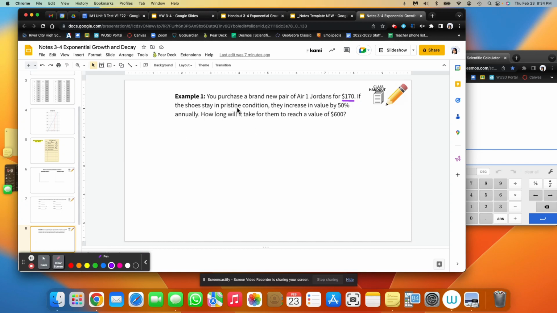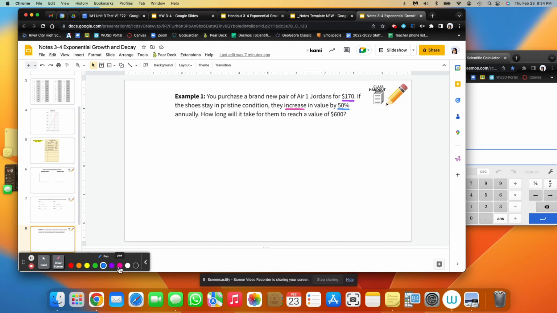If the shoes stay in pristine condition, they increase in value. So I'm underlining that so we know we're dealing with a growth situation by 50% annually. It says, how long will it take them to reach a value of $600? Okay, so first thing we need to do is write an equation to represent the situation.